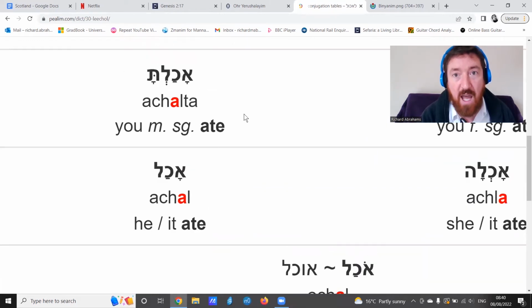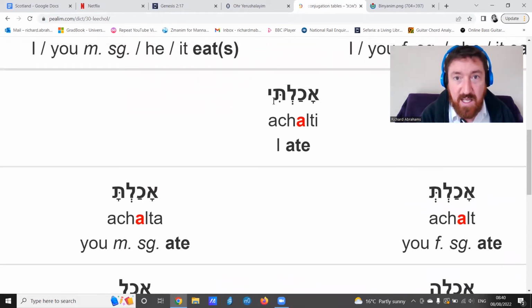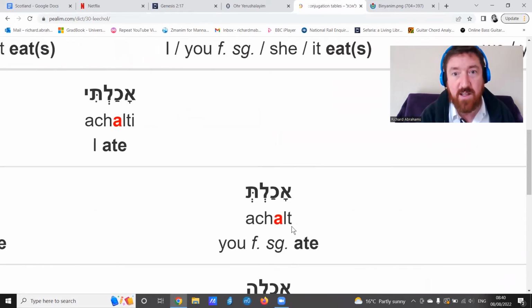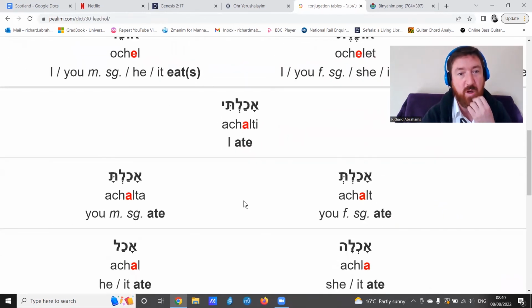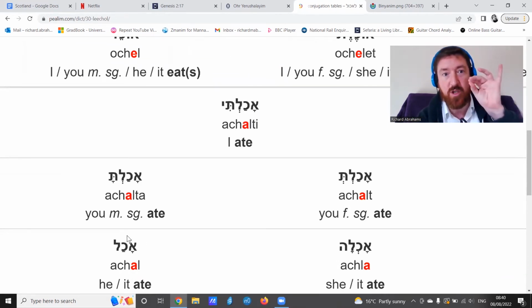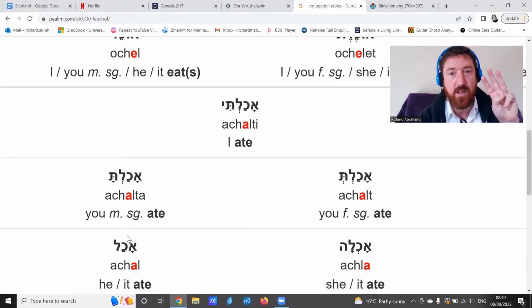What about "I ate"? Akalti. What about ata, "you ate"? Akalta. What about at? At akalt. So now we've seen four versions of the word. We have the root, the third person masculine past tense is just the name of the branch, the vowels of the branch, right? And only three letters.